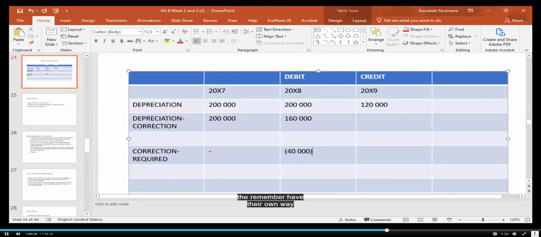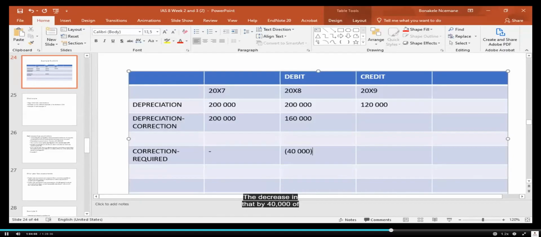Remember, SARS have their own way of calculating. So we're saying, in our view, our depreciation for this asset based on this method is supposed to be 200,000. That's what we're saying. But SARS obviously have their own way of calculating. But now, if we are changing that to the correct policy, that it is 600,000, then instead of having 200,000, we have 160,000. So our depreciation has decreased by 40,000, right?